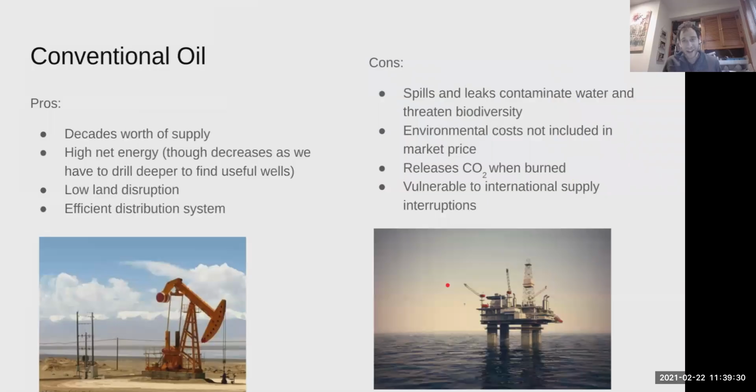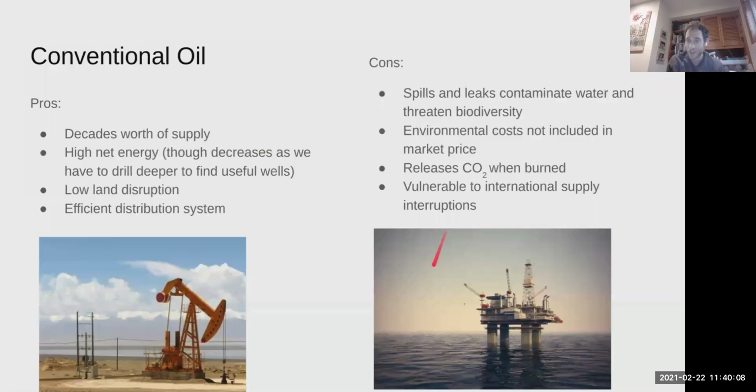All right, now these are going to be key slides for you. The most basic and important things to know about all these resources are the pros and cons. So the first thing I'm talking about, and look how I've labeled it, is conventional oil. This is the liquidy oil that we drill for, the oil you think of when you think of oil. The pros are we have decades' worth of supply, a solid supply. It has a high net energy, though as we access oil from more challenging places, that decreases the net energy.